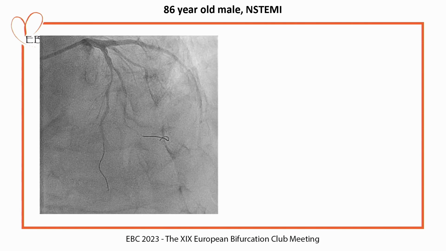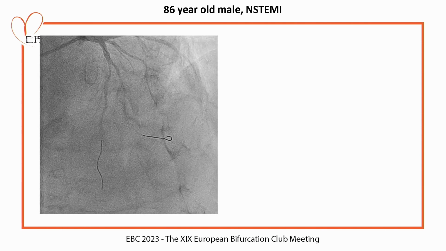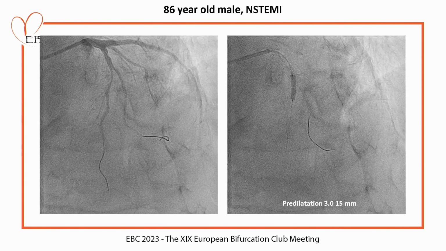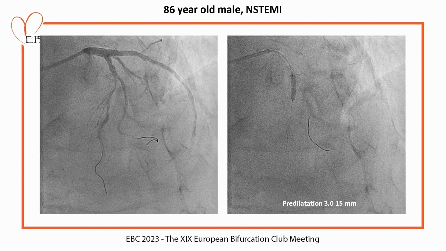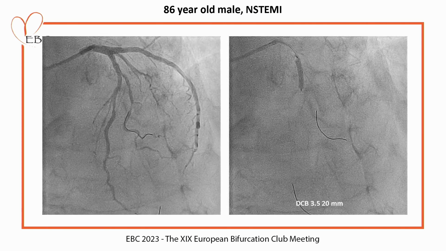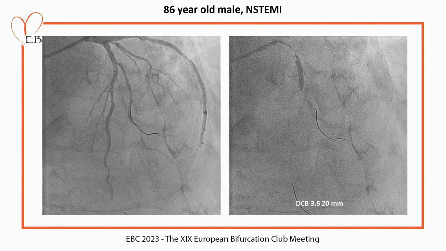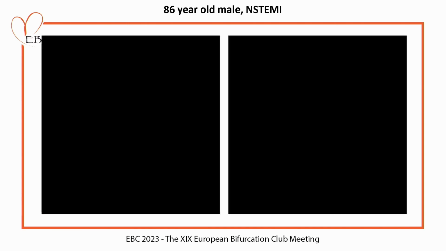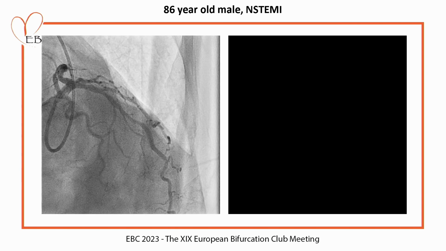This was the result after DCB, good flow still, a little bit of dissection, but not flow limiting, so you can leave it. Then pre-dilatation of the main branch with a 3.0 by 15. This was the result, also fine. And then using a 3.5 by 20 paclitaxel coated balloon. And this was the final result.